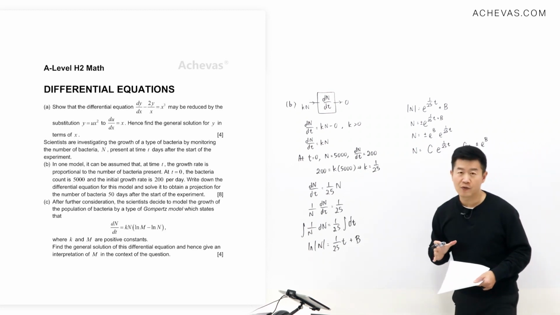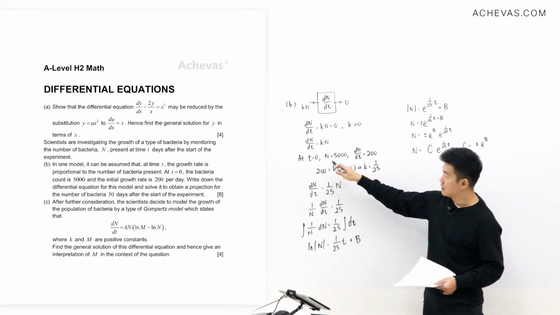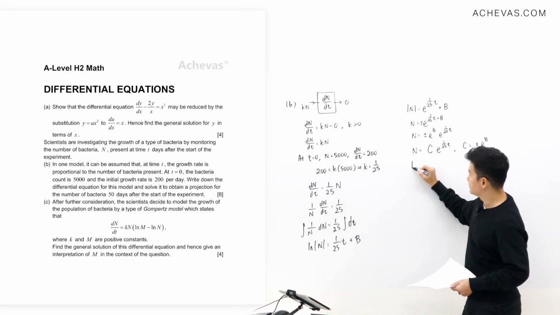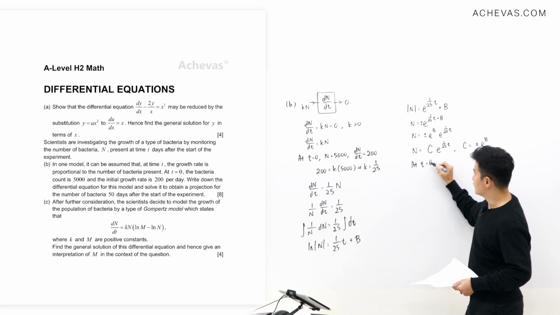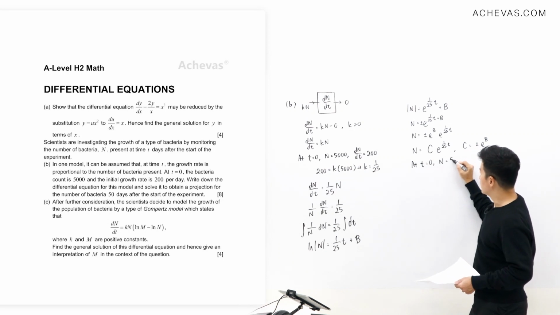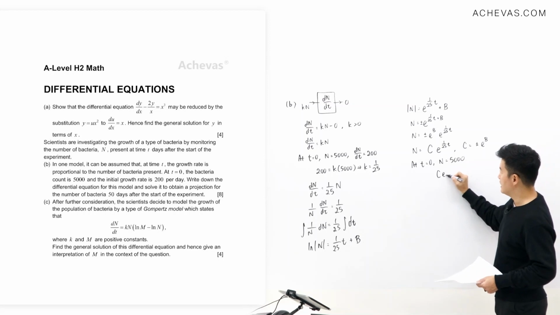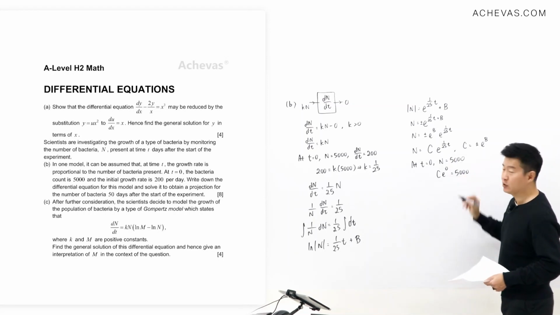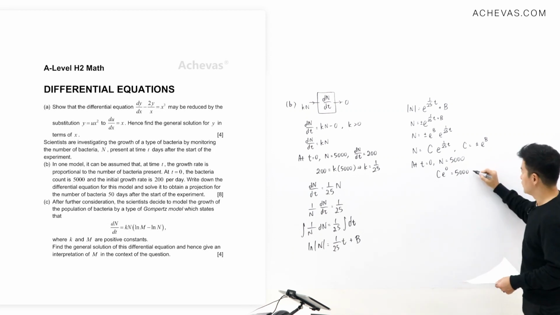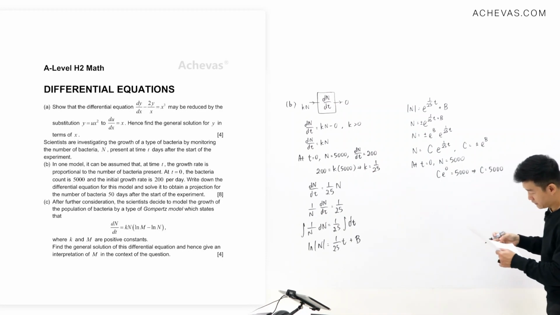Let's try to solve for c because we have this set of information. We know that when t is equal to 0, n is equal to 5,000. So n is this c e to the power of 0 is equal to 5,000. E to the power of 0 is 1. So this tells me that c over here is in fact 5,000.